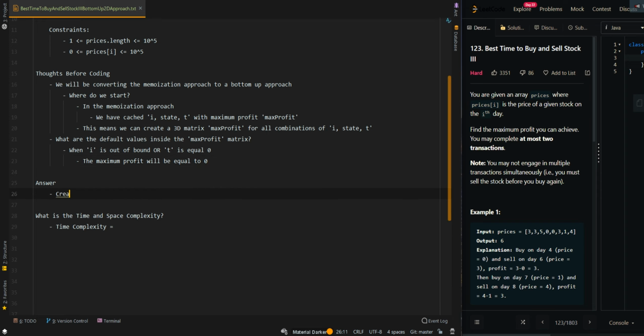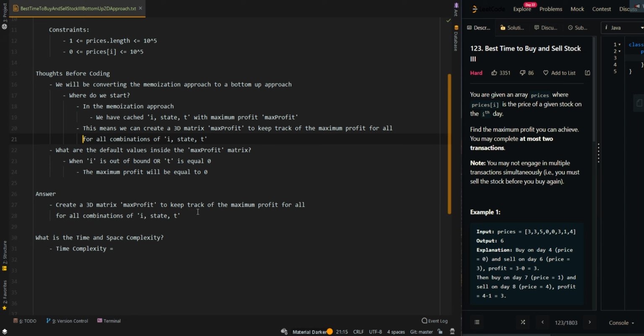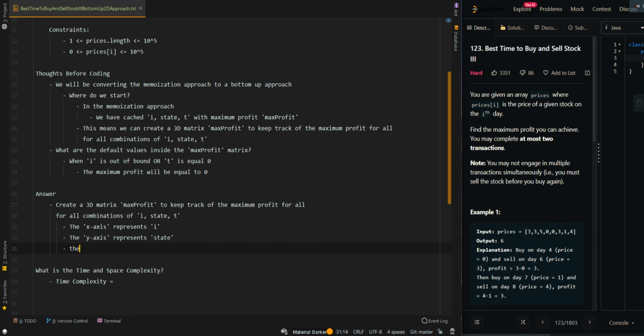So we're going to create a 3D matrix, max profit, to keep track of the maximum profit for all combinations of i, state, and t. Now the x-axis represents i, the y-axis represents states, and the z-axis represents t.